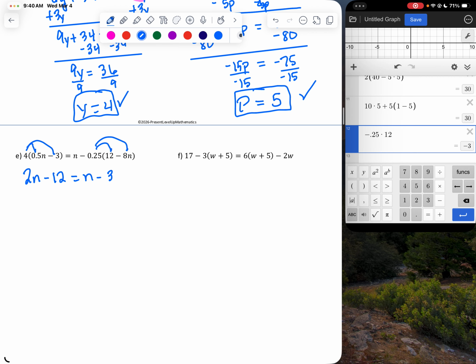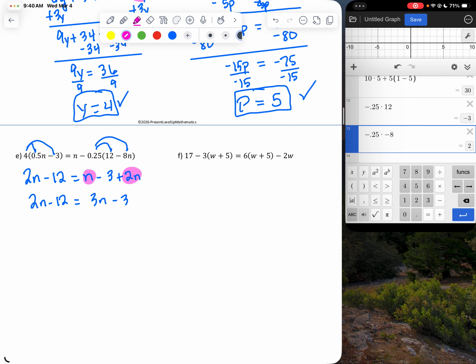And then we have negative 0.25 times negative 8. Negative 0.25 times negative 8. And that would give us positive 2n. Now on the left side, we have nothing to combine. But on the right side, we need to combine n plus 2n. So that would be 3n minus 3.